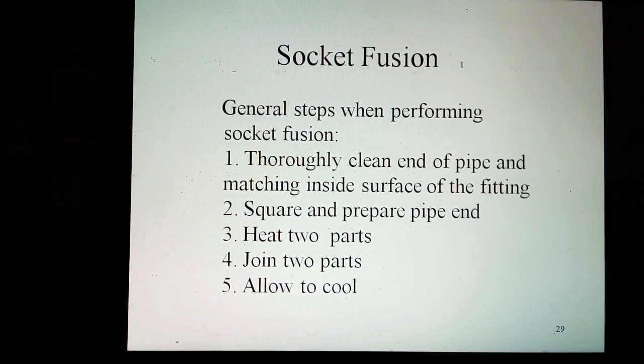Follow these general steps when performing socket fusion. Step 1. Thoroughly clean the end of the pipe and the matching inside surface of the fitting. Step 2. Square and prepare the pipe end. Step 3. Heat the parts. Step 4. Join the parts. Step 5. Allow to cool.